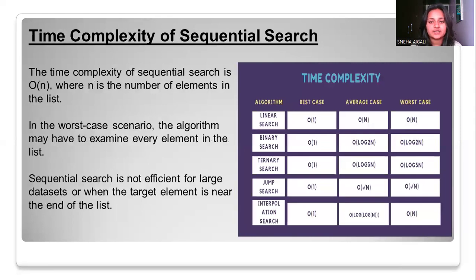Time complexity of sequential search. The time complexity of sequential search is O(n), where n is the number of elements in the list. In the worst case scenario, the algorithm may have to examine every element in the list. Sequential search is not efficient for large data sets or when the target element is near the end of the list. Time complexity: best case, average case, and worst case. This is for linear search, binary search, ternary search, jump search, and interpolation search.